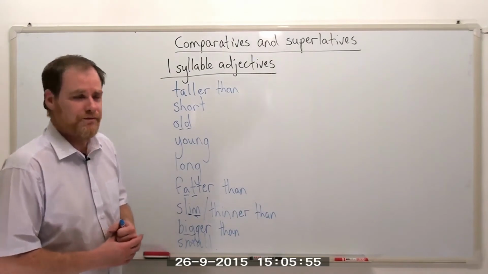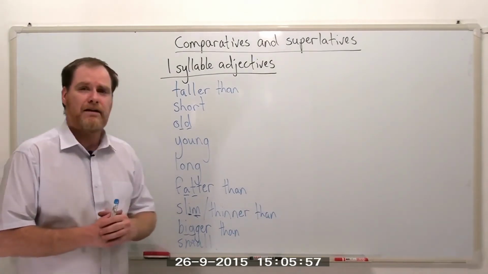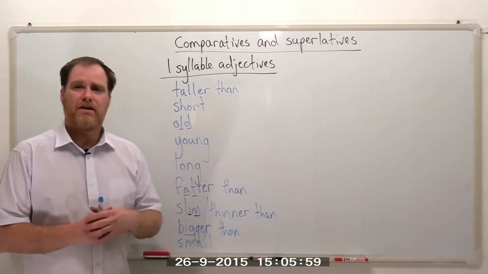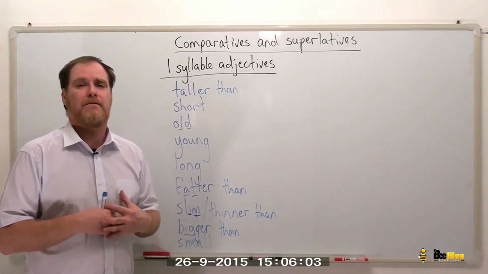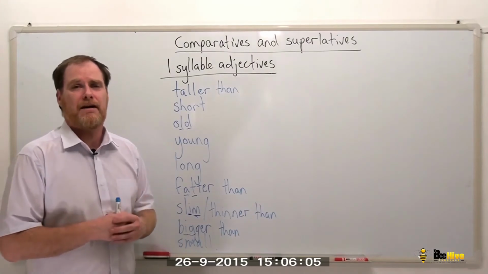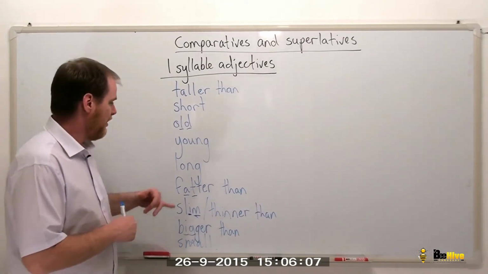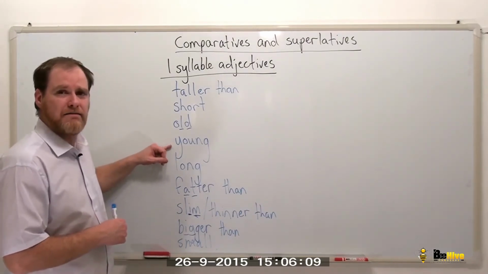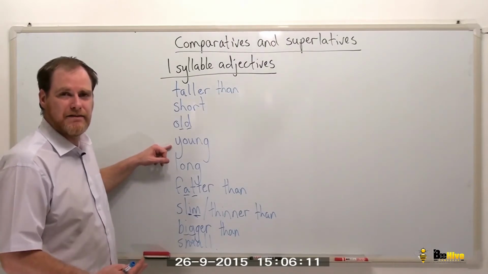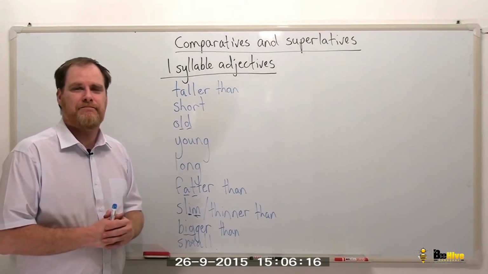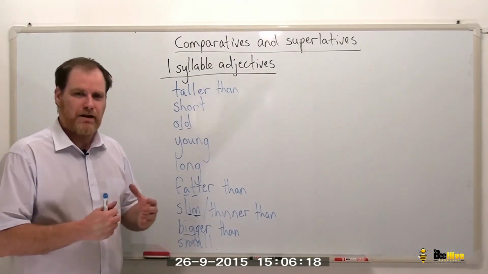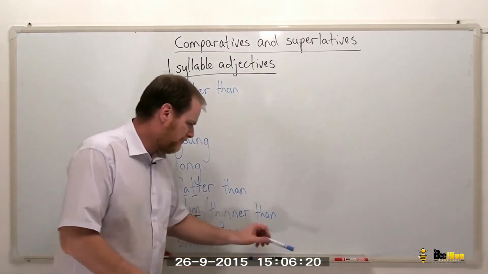So for example, I would say, I am older than my brother. I am older than my brother. So, can you use the adjective young to make a similar sentence? Have a try. Okay, great. So, let's move on.